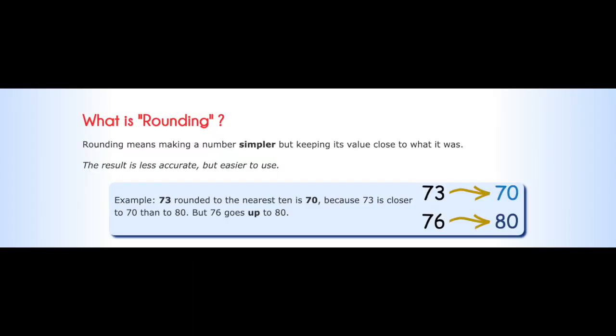Now, let's talk about rounding. What is rounding? Rounding means making a number simpler, but keeping its value close to what it was. The result is less accurate, but it's easier to use. So an example would be like 73 rounded to the nearest 10 is 70, because 73 is closer to 70 than to 80. But 76 goes up to 80.